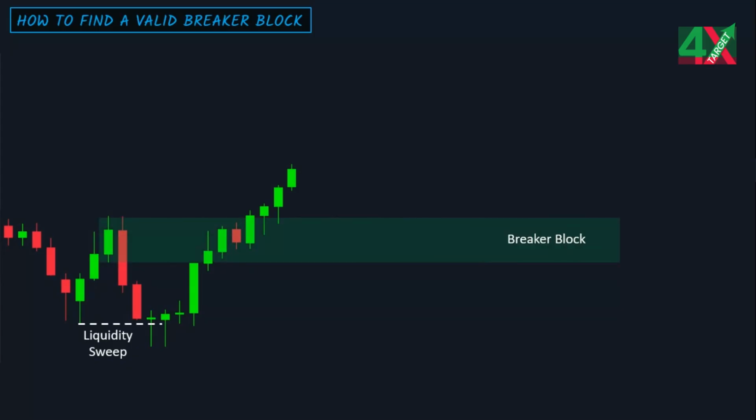A valid breaker block also tends to align with a market structure shift. This is often called a break of structure or a change of character. For example, if a bearish order block fails and flips into a bullish breaker block, price should not only break back above the order block but also take out a previous swing high. That market structure shift confirms bullish intent.